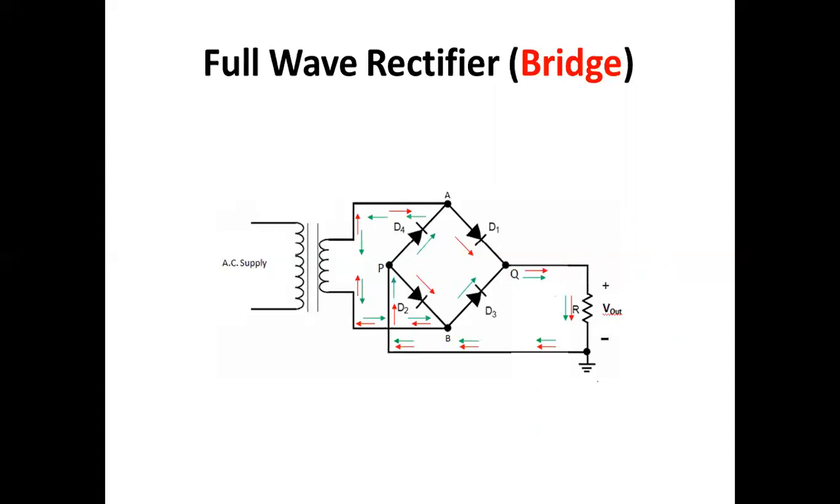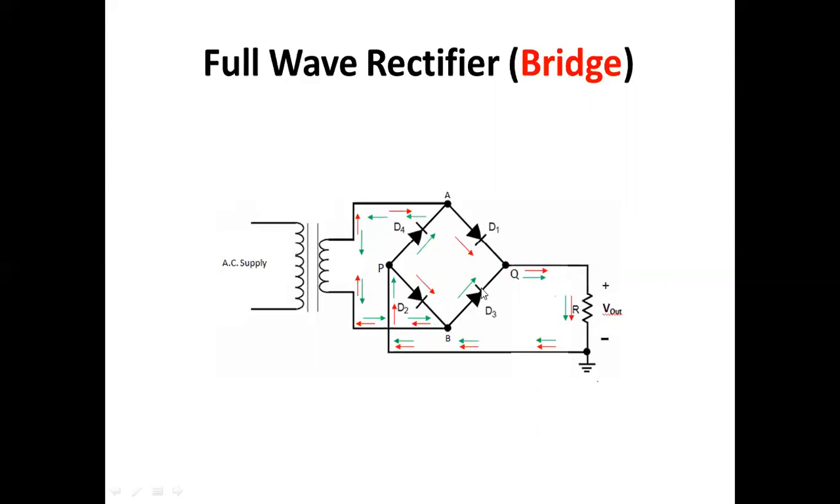Here again, the AC supply voltage has been stepped down towards the required voltage, either 220 or 110 volts. Therefore, those are connected towards the bridge rectifier. This is nothing but the bridge rectifier. Here, if you observe, D1 and D2 are in the same position, and D3 and D4 are in the same position. Here, A and B and P, Q are the node points.